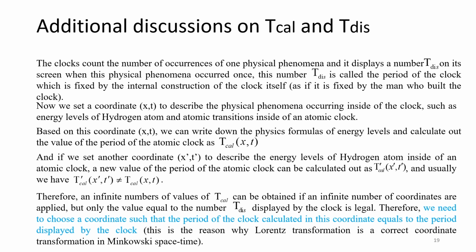Therefore, an infinite number of values of T_K can be obtained if an infinite number of coordinates are applied, but only the value equal to the number T_DIS, which is displayed by the clock, is legal. Therefore, we need to choose a coordinate such that the period of the clock calculated in this coordinate equals the period displayed by the clock.